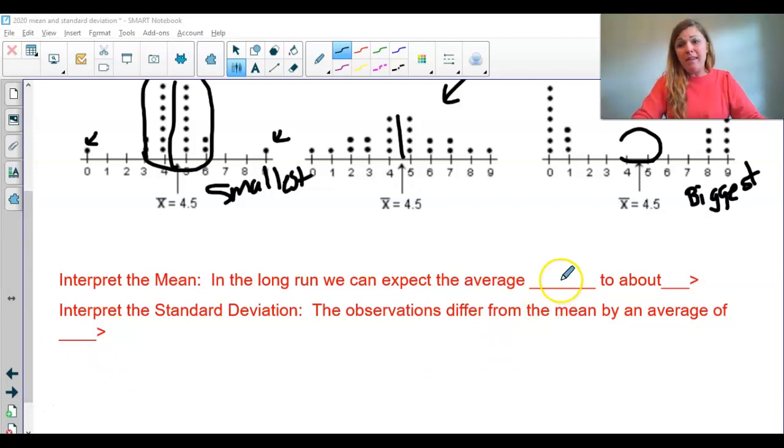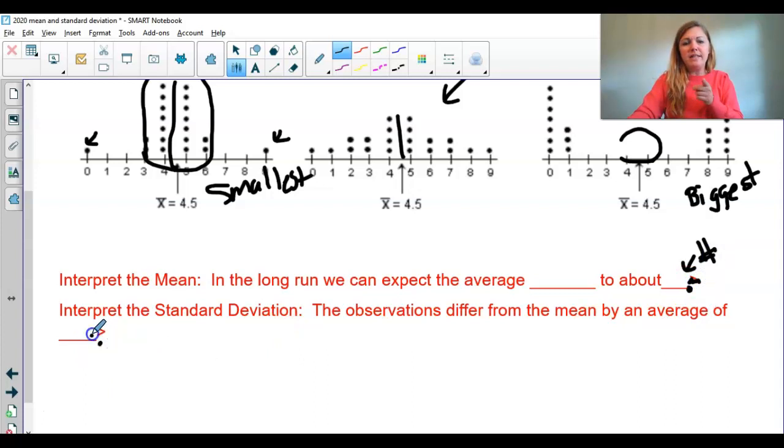So what would that be? That would be whatever the story is about. The average heights of people in the room, the average length of a football thrown, the average number of goals in a hockey game, to be about, and this is where you're going to put the value. And with a period there.